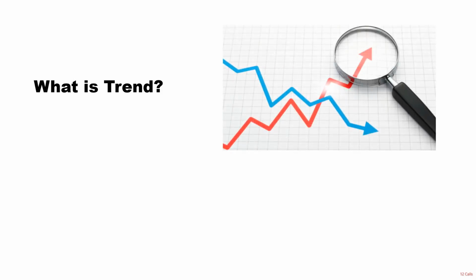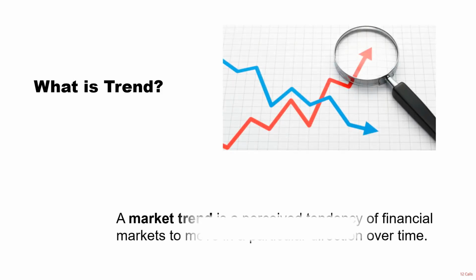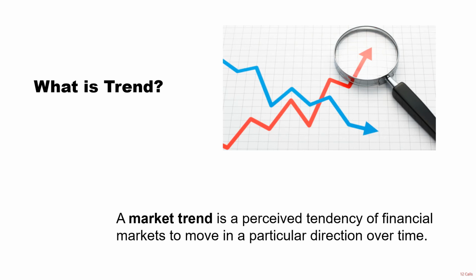First question, what is trend? If you go by book definition, market trend is perceived tendency of a financial market to move in a particular direction over a period of time.